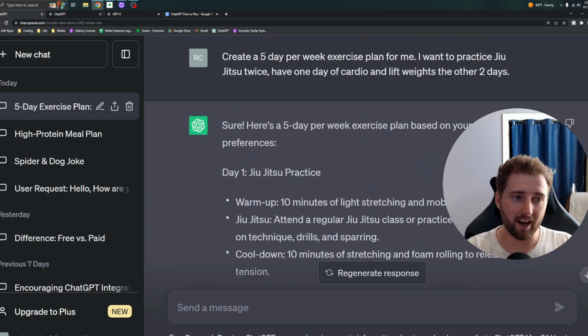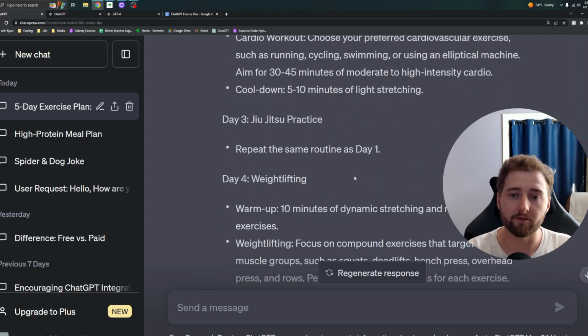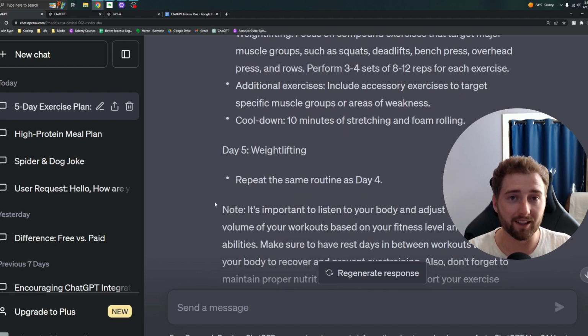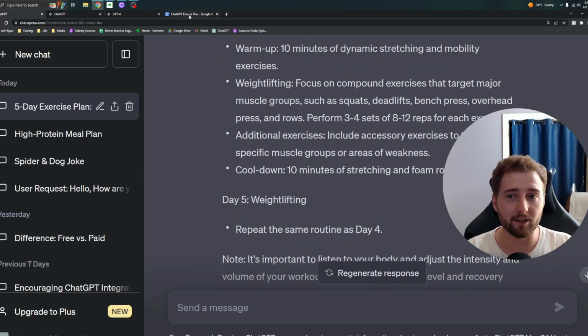And this isn't a crazy exercise plan, but it did go ahead and create a 5-day exercise plan. One thing to note is it put both weightlifting days next to each other. I probably wouldn't do that, but it did create a plan for me.